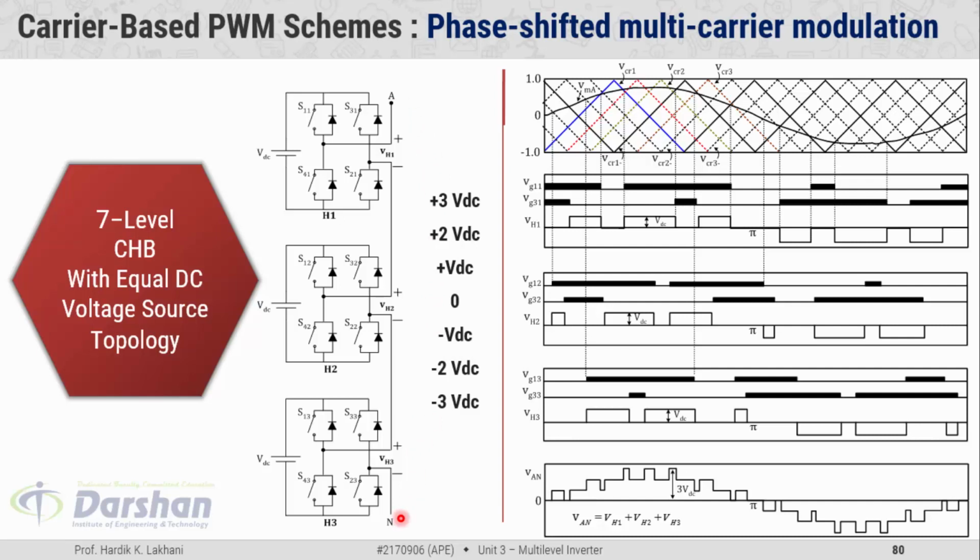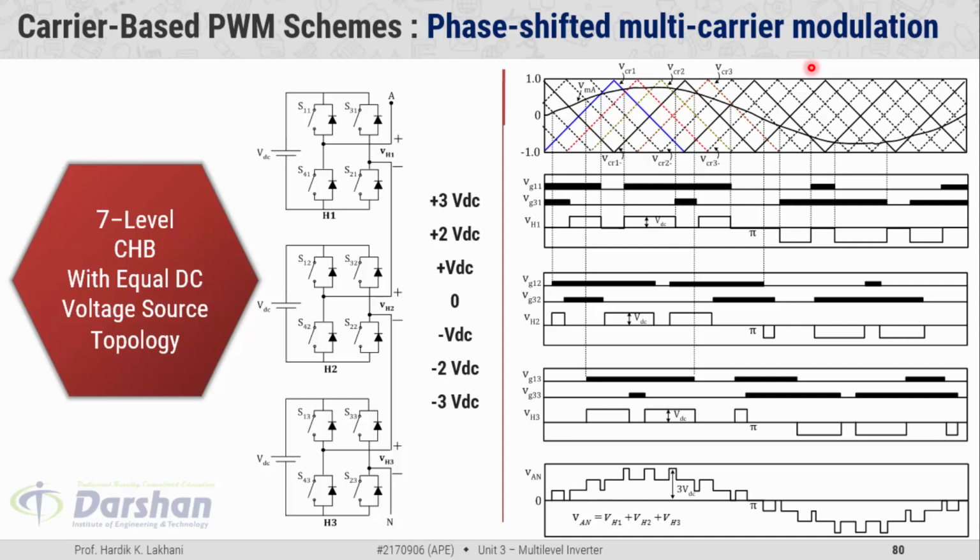It is clear that the inverter phase voltage waveform is obtained by 7 voltage steps, which are plus 3 VDC, plus 2 VDC, plus VDC, 0, minus VDC, minus 2 VDC and minus 3 VDC. So this is the waveform of the output voltage of this 7-level CHB inverter when it is operated with the phase-shifted multi-carrier modulation technique.